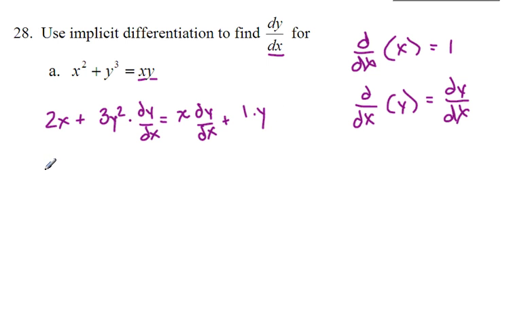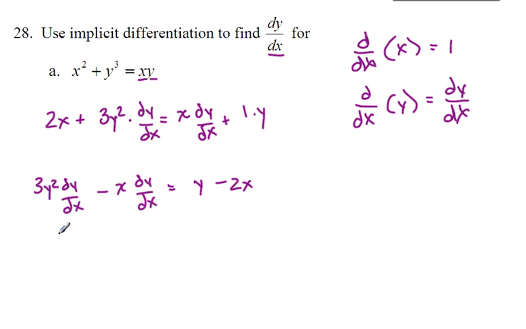So we now want to get all our dy/dx terms together on one side. So we're going to take 3y squared dy/dx, and we're going to subtract this term and put it on the left side, minus x dy/dx. On the right-hand side, we're going to have this term, y, and we're going to subtract the 2x that's over here.